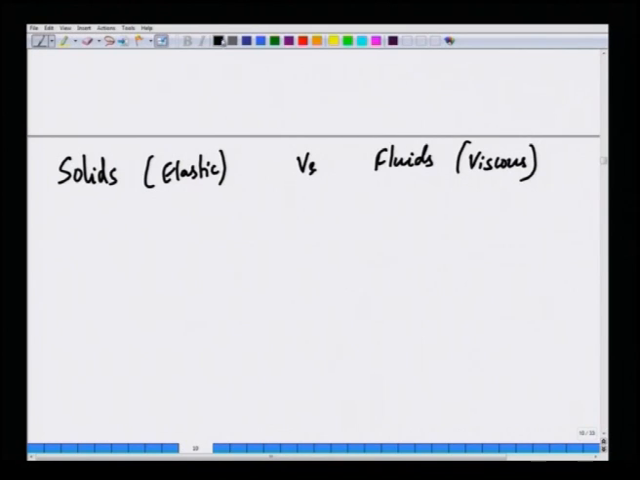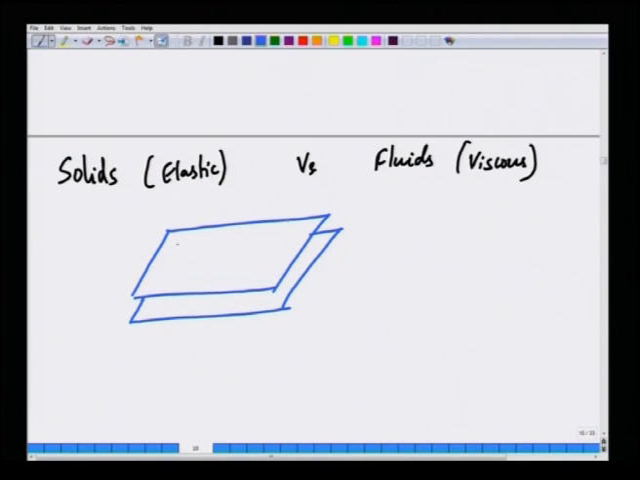Imagine we have two slabs, okay, separated by a distance. Okay, the distance that separates these two slabs is, let us say, h. Okay. And let us put a coordinate system x, y, and z. Okay. Imagine keeping, let us first worry about solids.